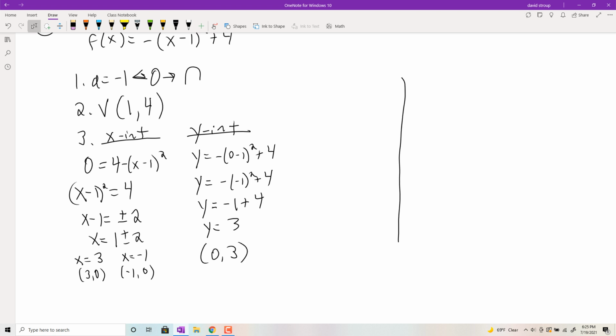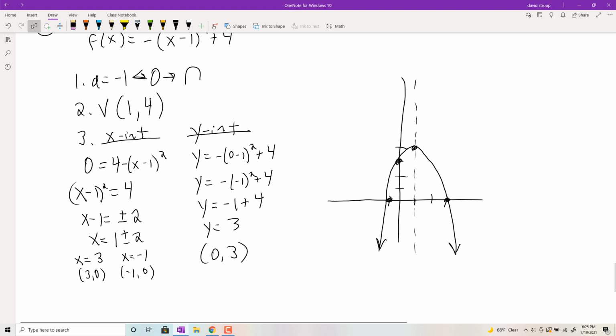And we should be able to plot all this stuff. So the vertex is 1, 4. 0, 3 is the y-intercept. -1, 0, and then 3, 0, the other one. Should be going as a sad face, and then the axis of symmetry is right here. Okay.